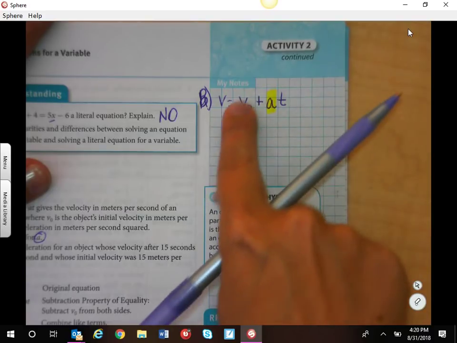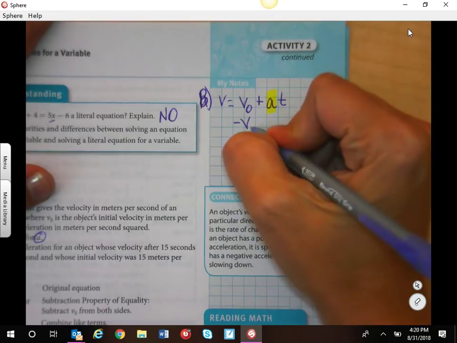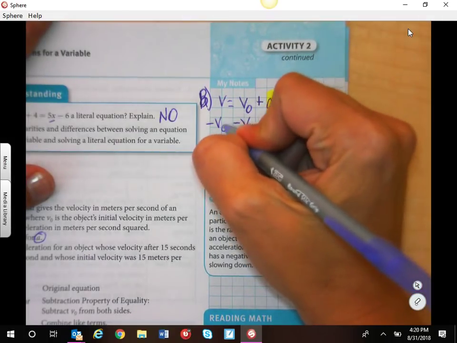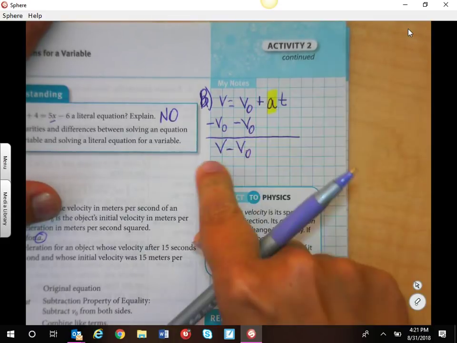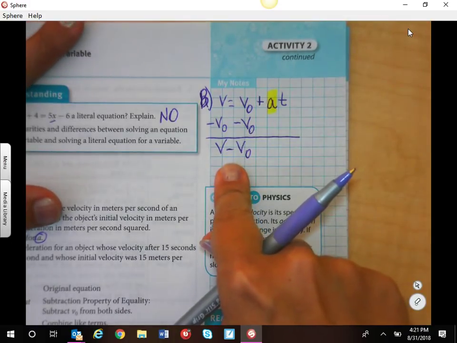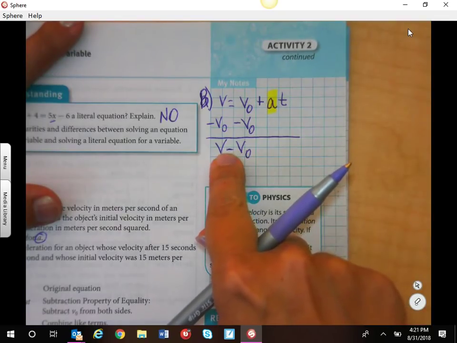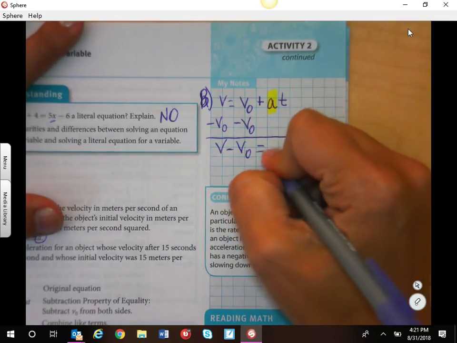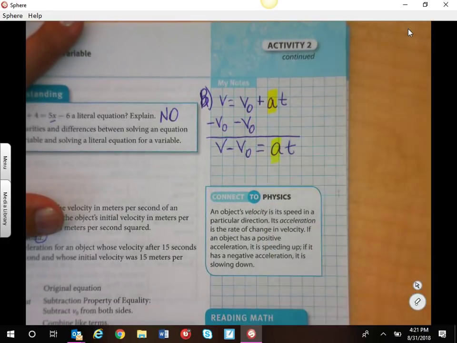We're going to be looking at v sub 0. It's a positive, so the inverse is to subtract it. So v minus v sub 0, because these, again, are not like terms. Even though they look the same, they have a different subscript. This is technically a 1 and that's a 0. Equals a times t. So now, undo the multiply divide.